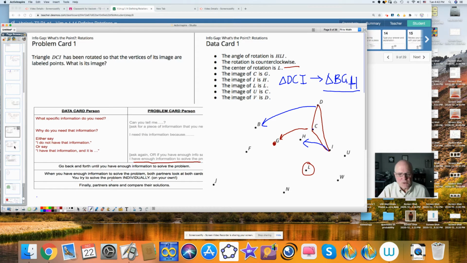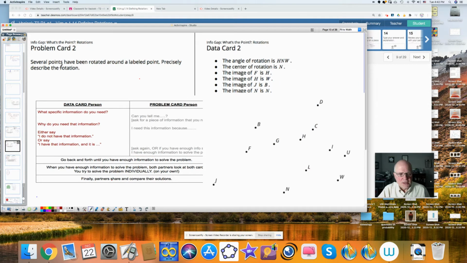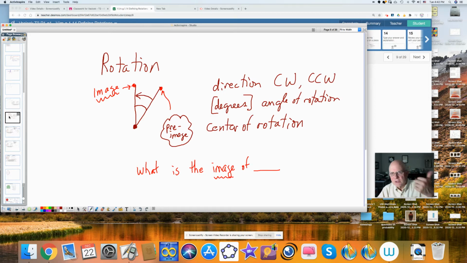The next exercise is a little bit trickier. It said several points have been rotated. Precisely describe the rotation. What do I ask? Remember, there's 3 things you could ask. You could say, what is the direction? What is the degrees? What is the center? What is the image of some point?